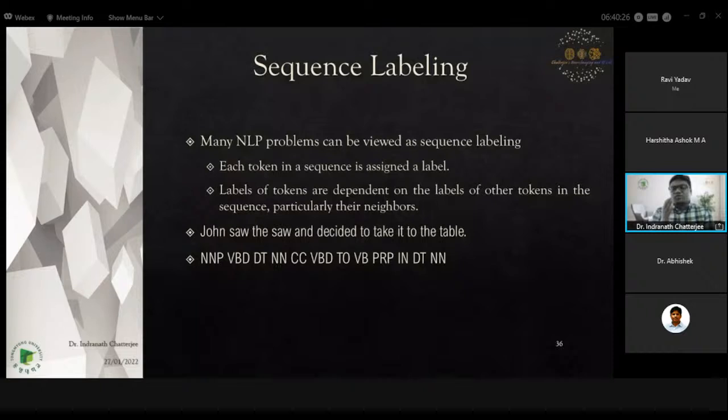But when we talk about sequence labeling, we do a kind of windowing, a kind of sliding window. That is, John saw the saw and decided to take it to the table. We do the first window over here, and we see that John is a noun, saw is a verb, the is a determiner, and the next saw is a noun. Now how? Because a verb never comes after "the", right? So if a verb appears just after a determiner, then it must be a noun. This is how we make the computer understand that the first saw is a verb and the second saw must be the noun, the instrument called a saw. So in the normal way or in a complicated sentence like this, we do sequence labeling, and in this way we do parts of speech tagging.